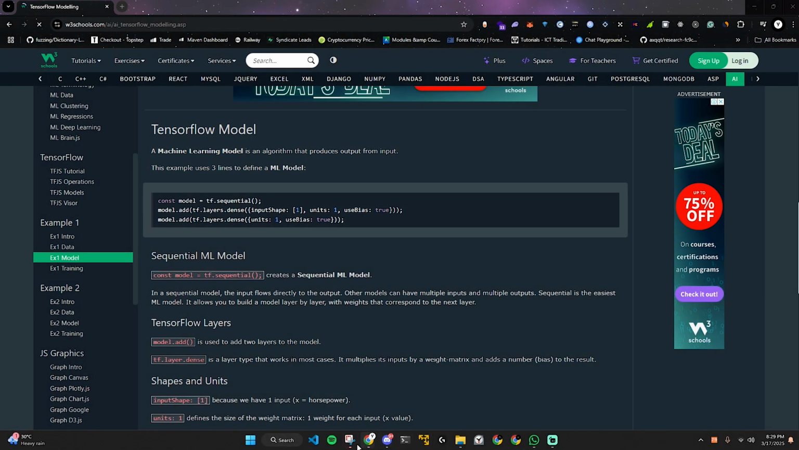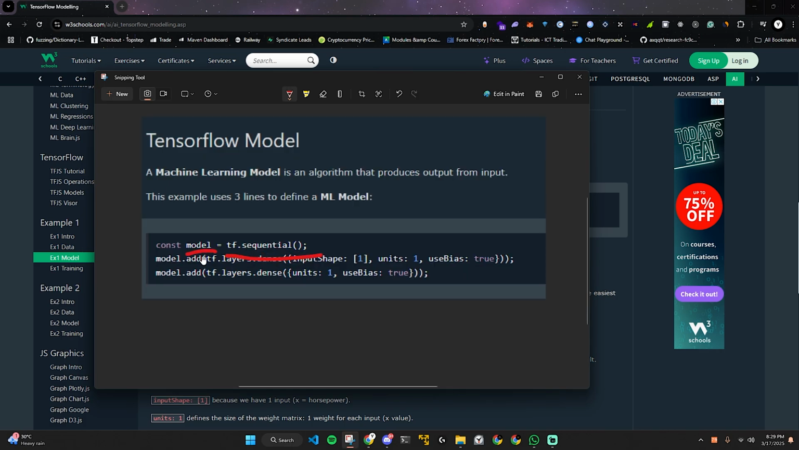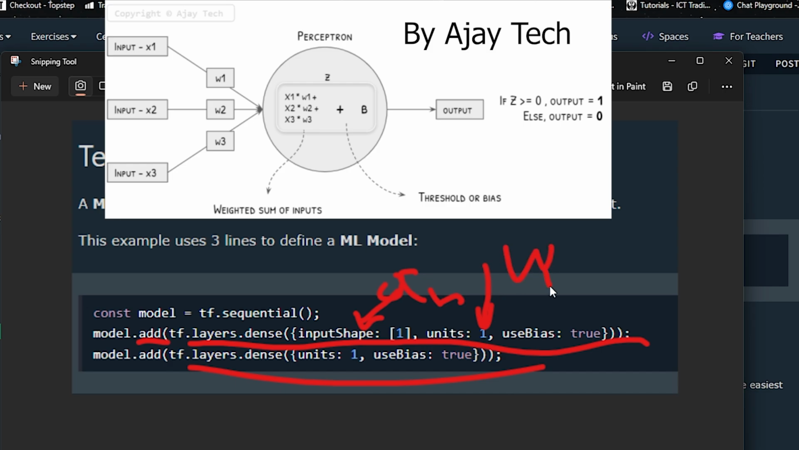Okay, right here we have the sequential model, right? This is what we're calling over here. Once we do that, we add two layers. The first layer is obviously this is the x, and then this is the w, and then this is the b.